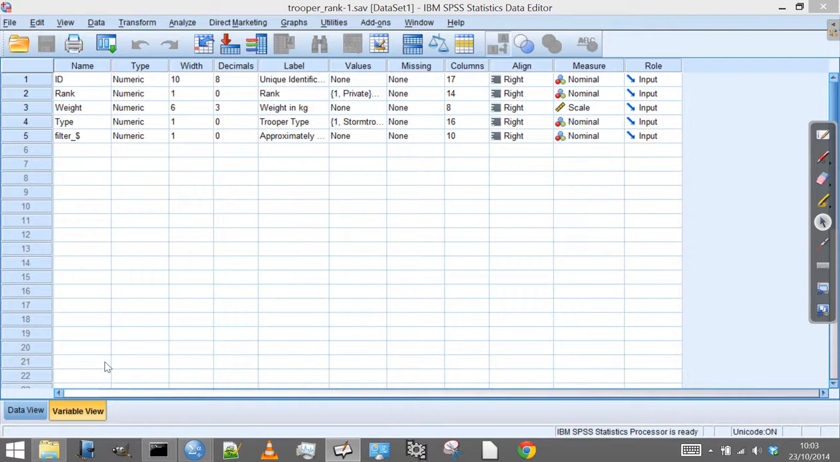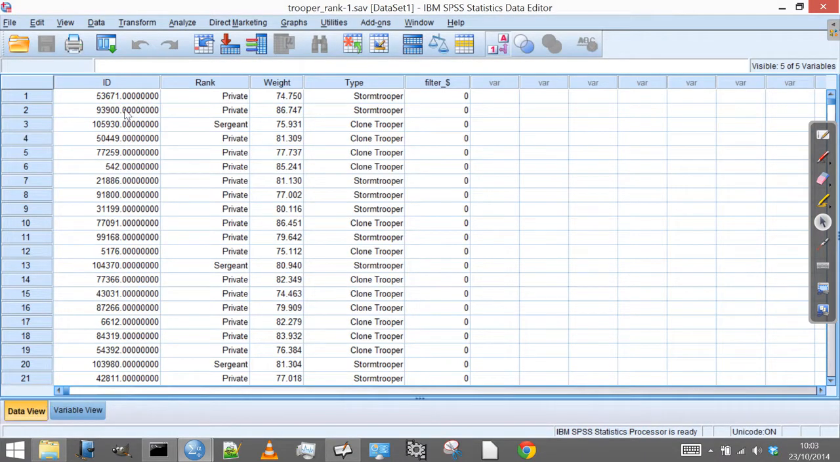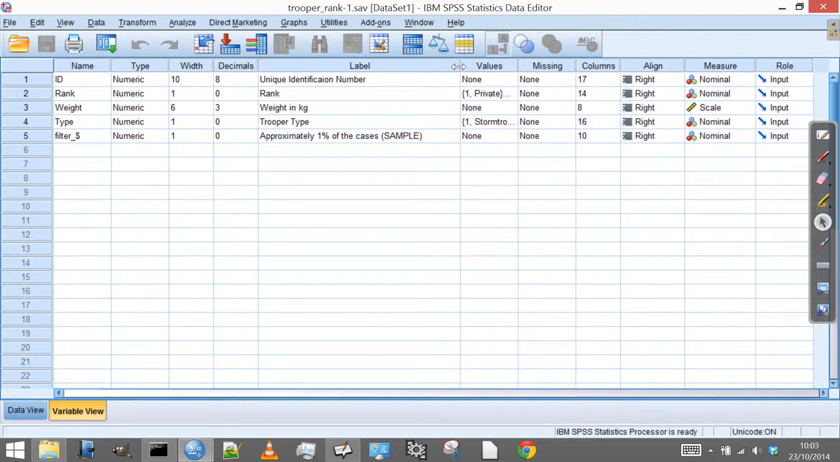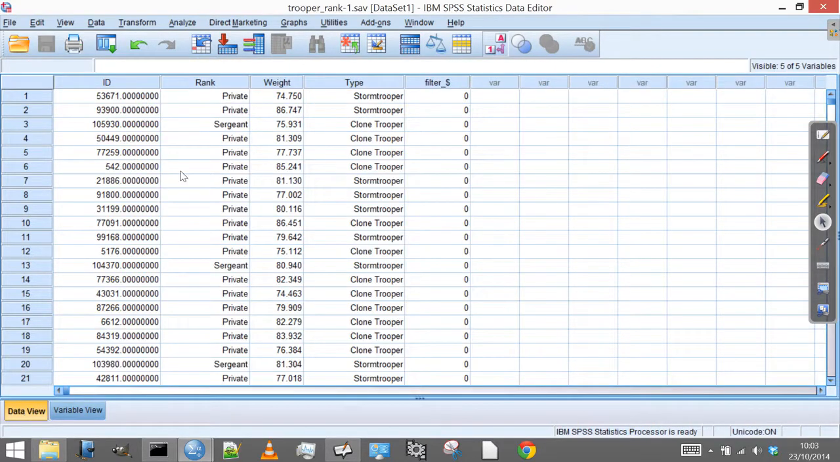So we're now in variable view, or I'm in variable view. So you've got the data up like this. It probably opens up in data view, where you can see the names of the variables across the top. We have ID, rank, weight, type. And we have variable view, where we can look at those variables again here, and we get to define information about each of those. I've done that, and you see that there's a human readable label here. So let's go to data view.